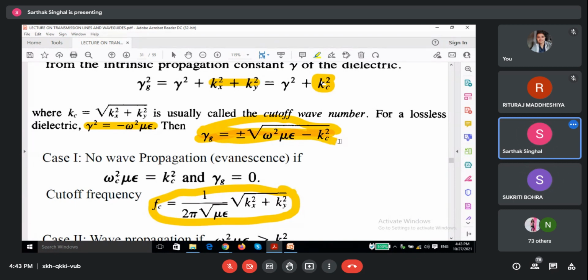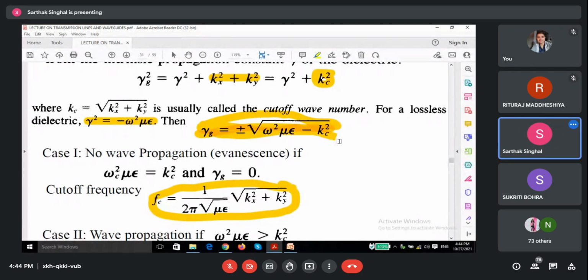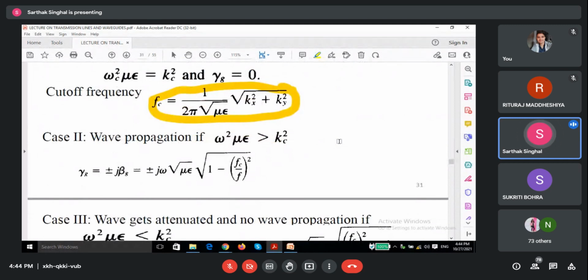So if your omega square mu epsilon is greater than kc square, what term will you get, alpha or beta? Alpha, right? So this is a mistake, I think. For wave propagation, your alpha should be zero and beta should be non-zero. So in that case, your omega square mu epsilon should be lesser than kc square.